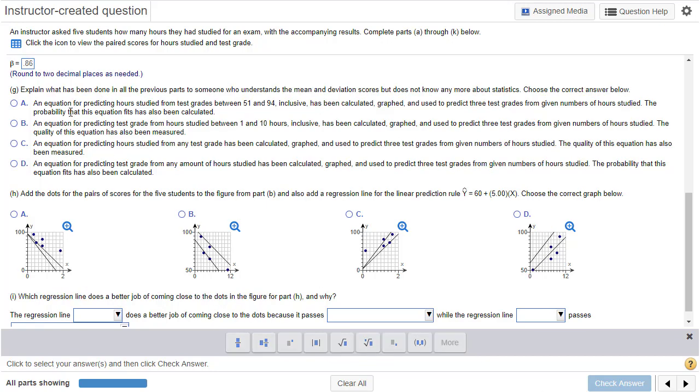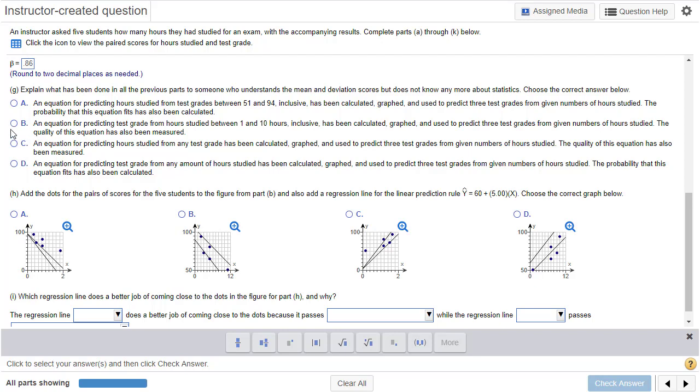Okay, it says now explain what has been done in the previous parts to someone who understands the means and deviation scores but doesn't know any more about statistics. Choose the correct answer below. Okay, so let's look at part A. An equation for predicting hours studied from test grades between 51 and 94 has been calculated. No, we're looking at the number of hours studied, right? So an equation for predicting test grade from the number of hours studied between 1 and 10 hours, so B is looking promising, has been calculated, graphed, and used to predict the test grade. And then the quality of the equation is also a measure. That's what that 0.86 is.